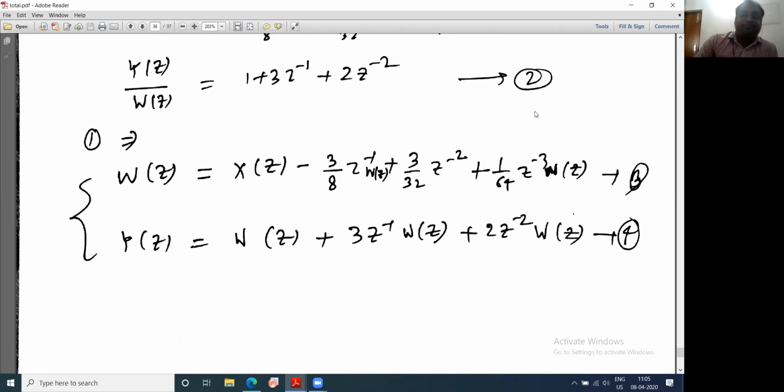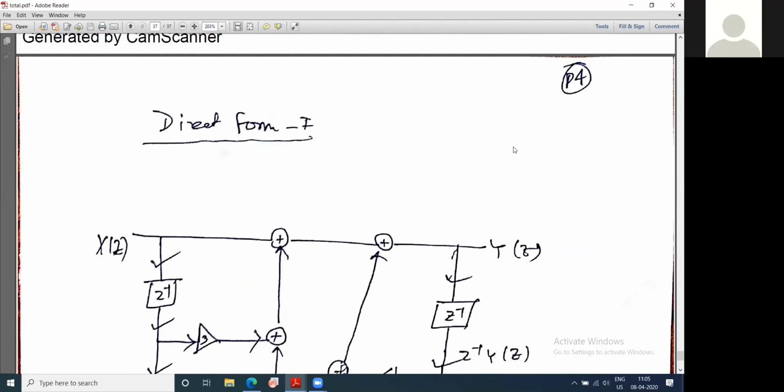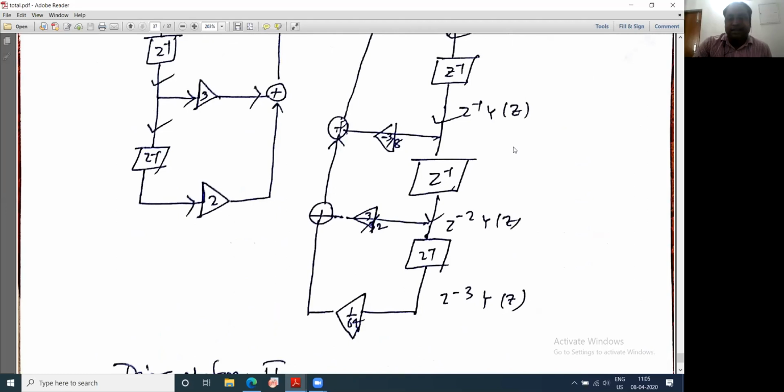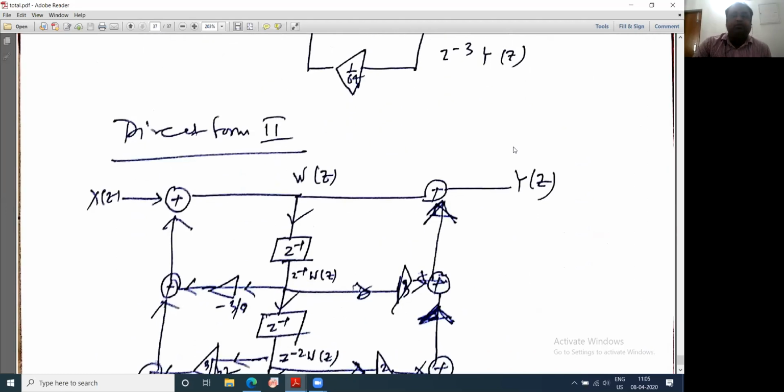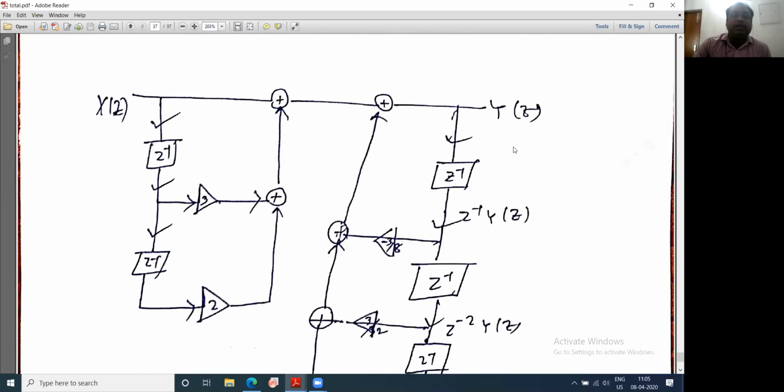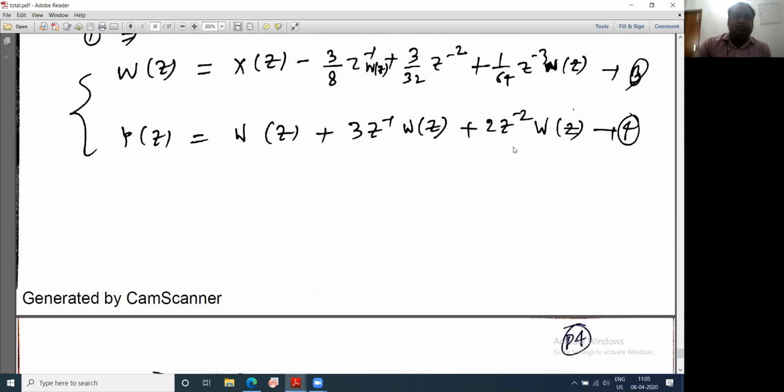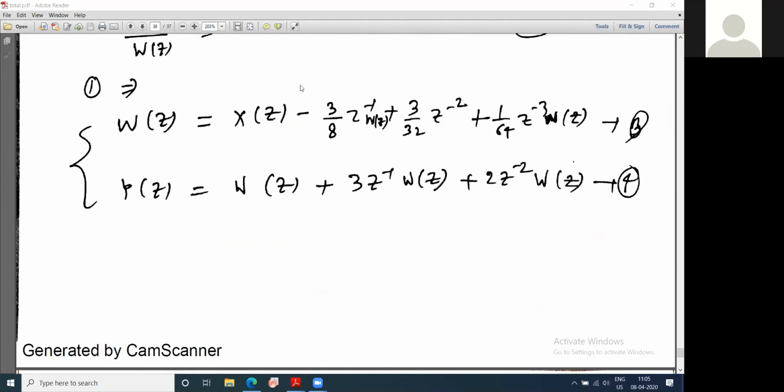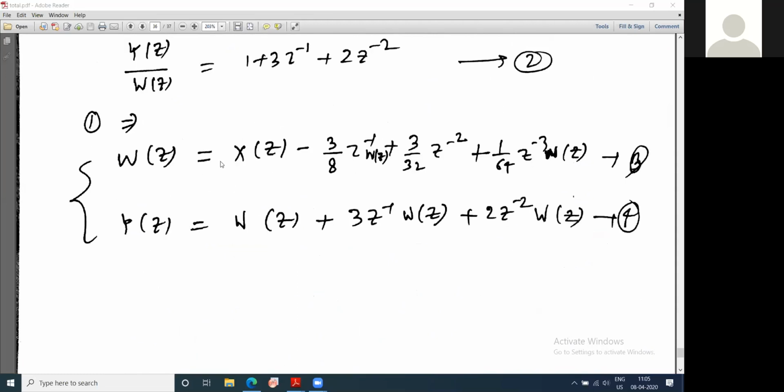Okay, next we will discuss direct form 2. Direct form 2 means we have to realize these two expressions. W(z) equals X(z) minus 3 by 8 z inverse W(z), minus 3 by 32 z to the power minus 2 W(z). Here also there will be one W(z) that is missing, so you write it W(z). Then 1 by 64 z to the power minus 3 W(z), and Y(z) equals this. This we have to realize.